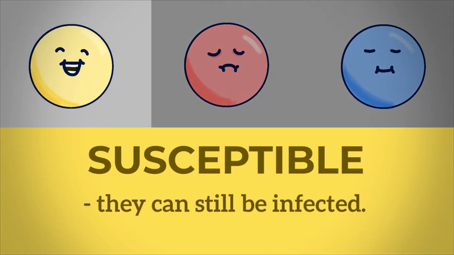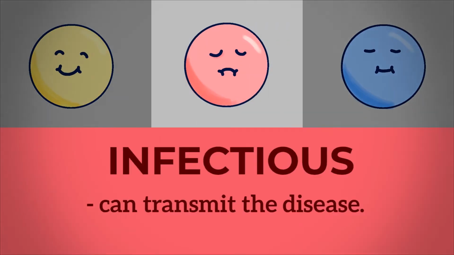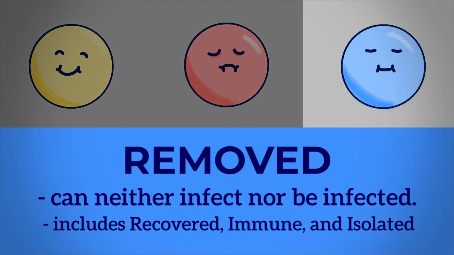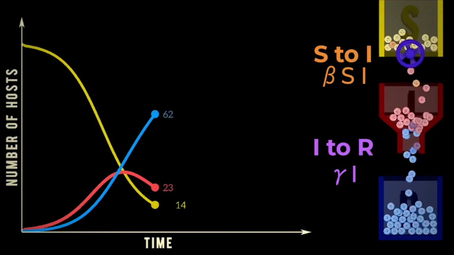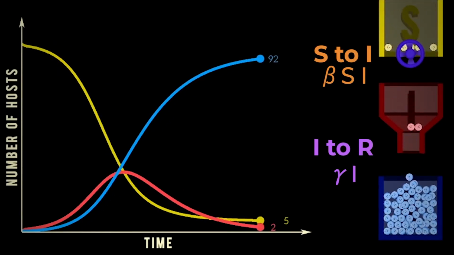Those that are susceptible are those that can still be infected. Infectious are those that can transmit the disease, and the removed are those that can neither infect nor be infected. These three compartments have the following changes over time. Our goal is to limit the number of infected cases.